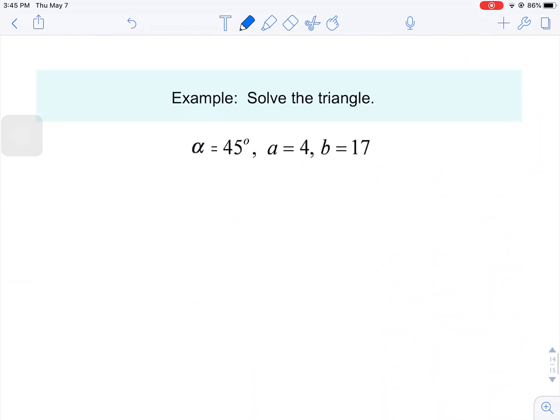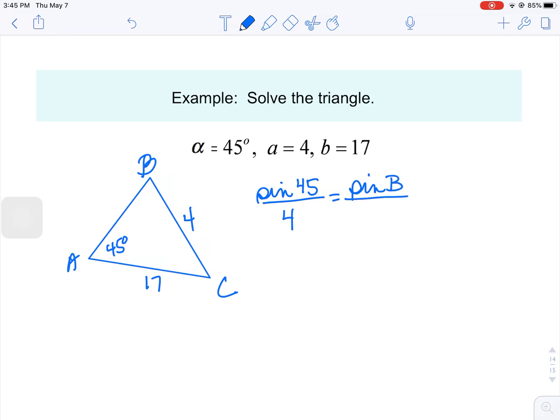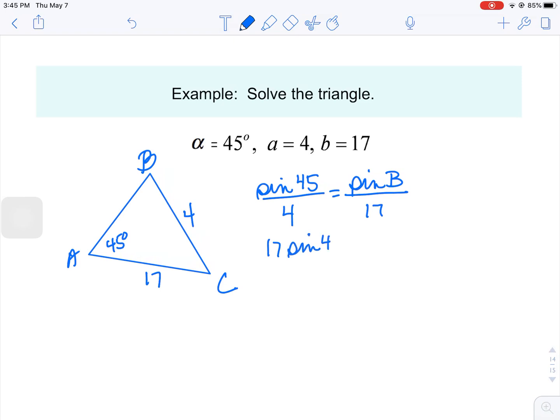Now let's look at this example. Draw myself the generic triangle. I'll name it ABC. Alpha is 45 degrees. A is 4. B is 17. So again, you can see that it's side-side-angle, and I may have 0 triangles, 1 triangle, or 2 triangles. So I can use law of sines because I have an angle and the side opposite it. So sine of 45 over 4 has to equal sine of B over 17. So I'll multiply both sides by 17.